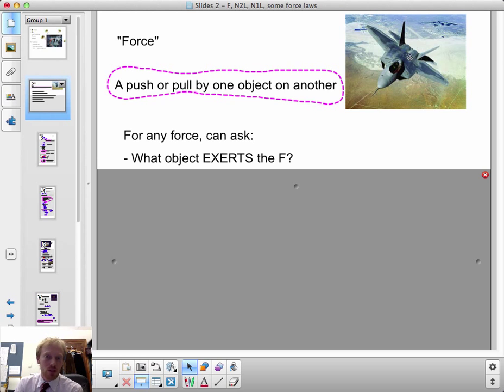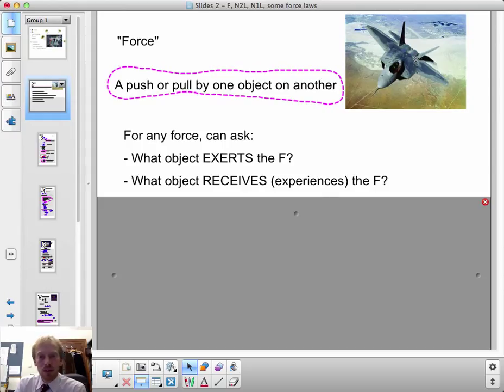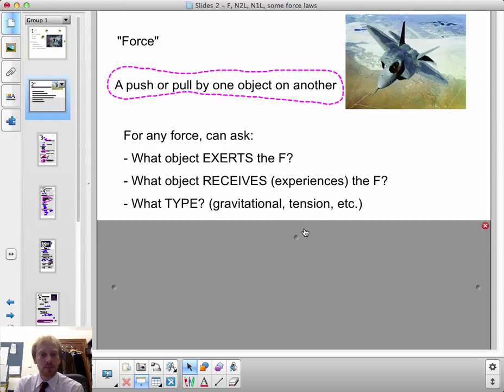So for example, here's a picture of an airplane, and it's above the ground, and we know that there's a gravitational force on the plane. What object exerts the force? The Earth. What object receives or experiences the force? Well, in this case, the airplane. What type of force is it? I guess I said it's the gravitational force that this plane is experiencing that I've chosen this picture to represent.